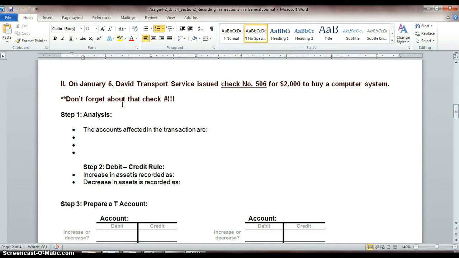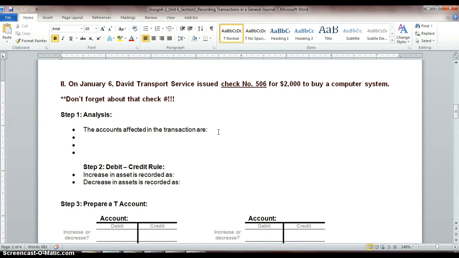On January 6th, David Transport Service issued a check number 506 for $2,000 to buy a computer system. I even wrote you a little reminder here, don't forget about that check number because we're going to need to record it this time. Alright, so we wrote a check and we need to analyze this transaction.